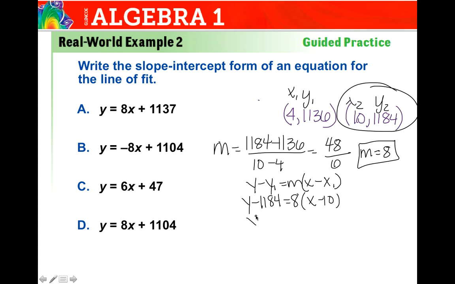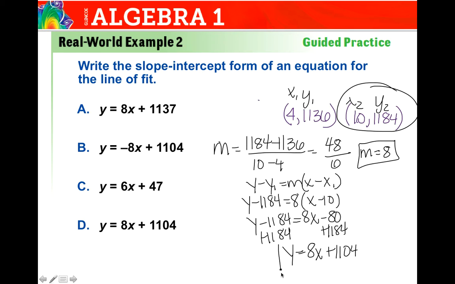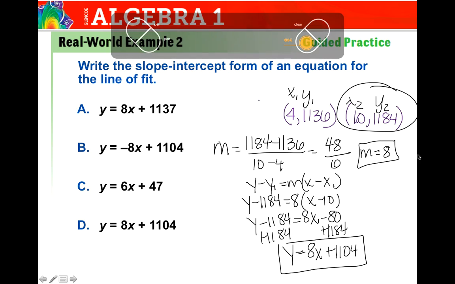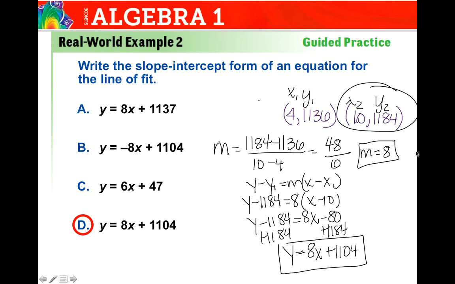First step is to distribute. So y minus 1184 equals 8x minus 80. Add 1184. So y equals 8x plus 1104. And that is it. So your answer is D.